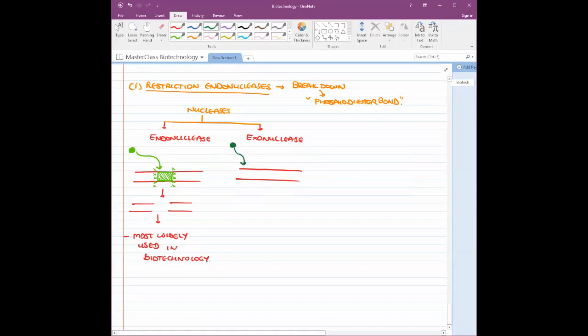Now what are these exonucleases going to do? Exonucleases are going to identify only the ends and cut only the ends. It may work here, here, or here. So this can come and break. But it is cutting only the exterior parts. Is this going to be of any use to us? No. Why? Because in biotechnology we need to insert a sequence of DNA in between the two strands.